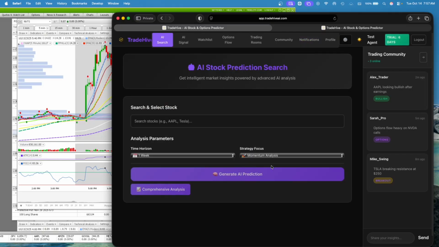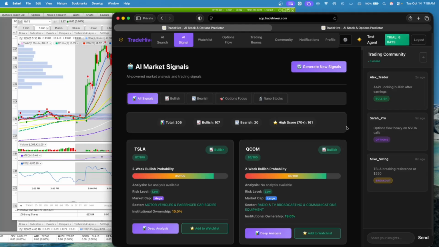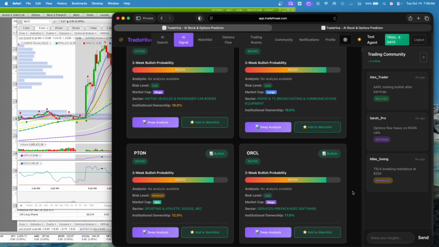That's like the basic things I do with TradeHive. And where did I find this stock? I found it under AI Signal, right? You can generate new signals if you want. There are over 19,000 stocks there that we are analyzing, seeing what's going to happen. And so you can look at it.